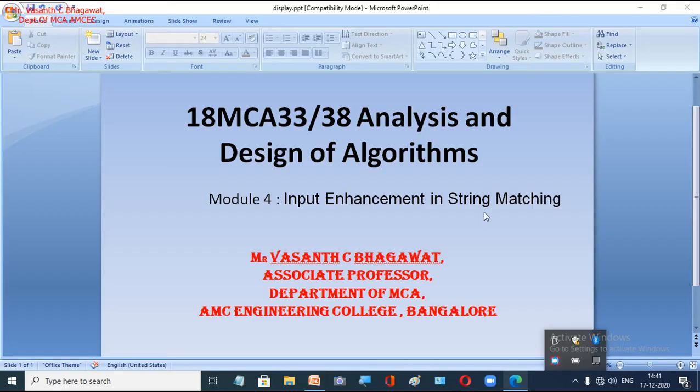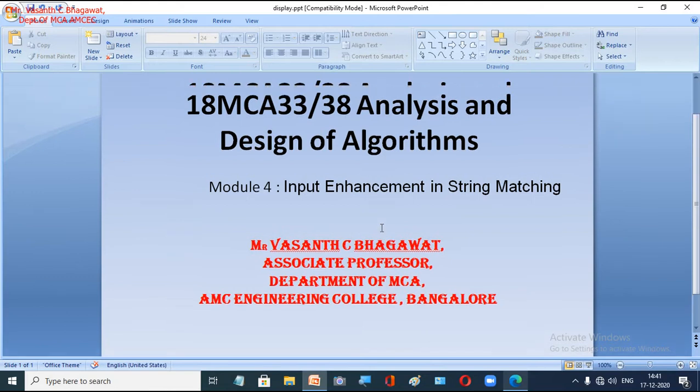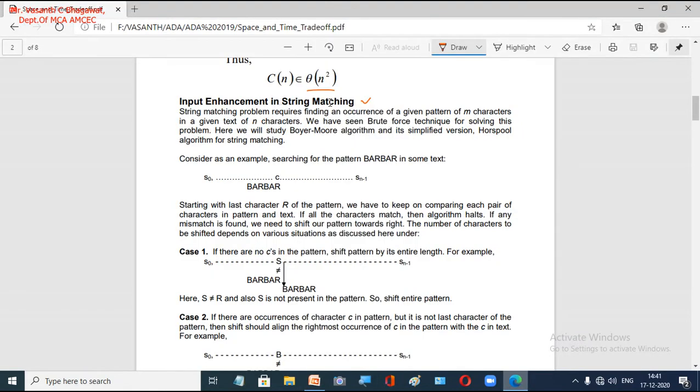Welcome students. Today we are going to discuss input enhancement in string matching. In the previous sessions we have seen comparison counting and how distribution counting works. Today we are going to take another example with respect to string matching.